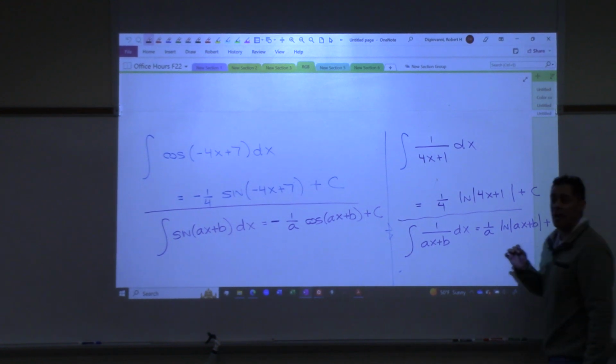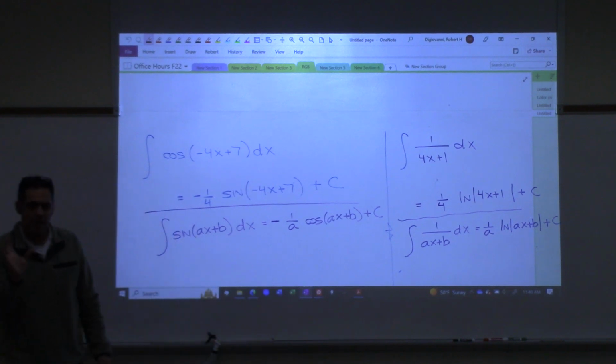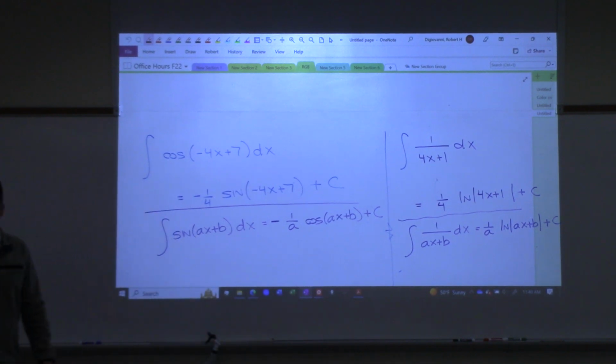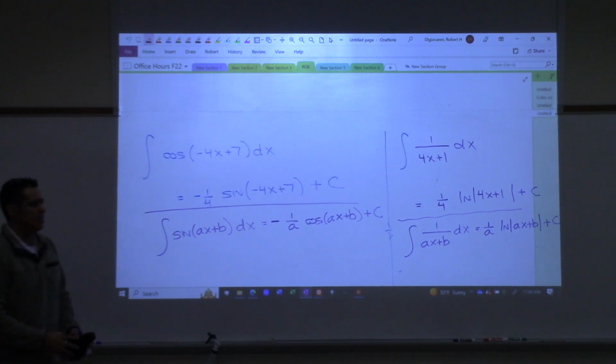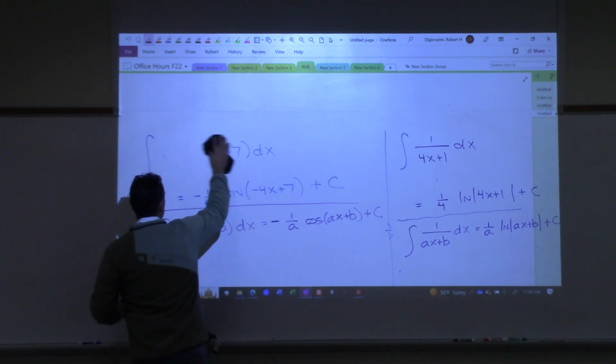And this works for every linear expression. Anytime your argument is linear and it lives inside of a function you know the antiderivative of, you can always use this same concept. Has to be linear though. Has to be linear. I'll give you one more example.